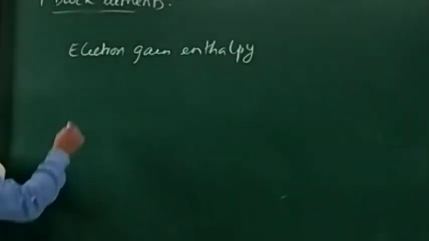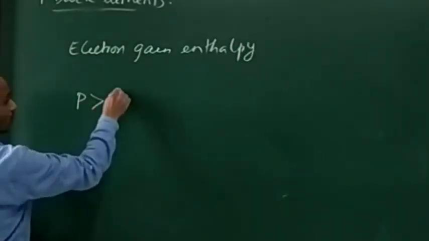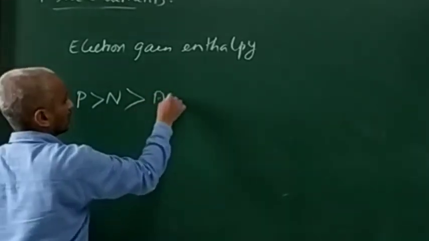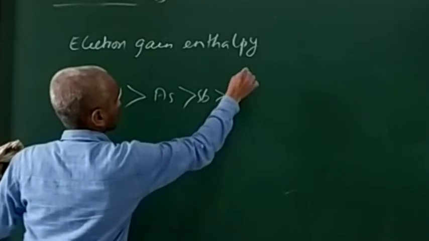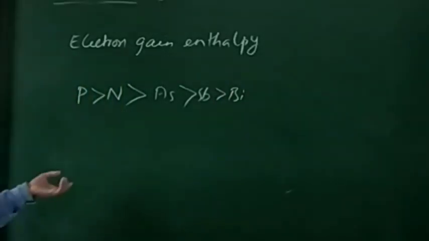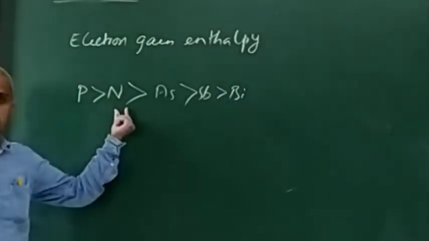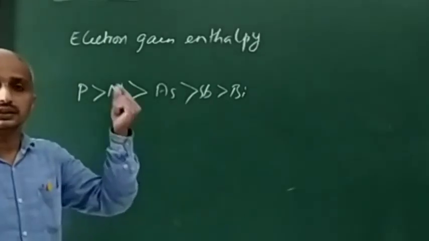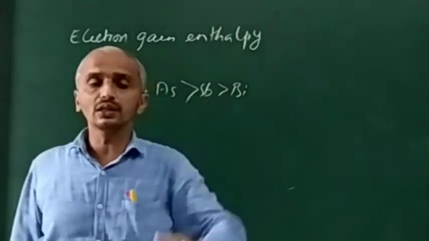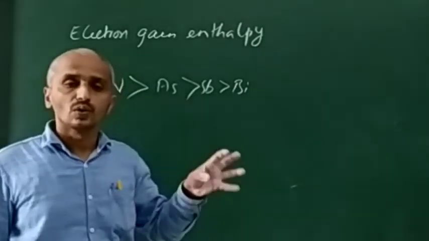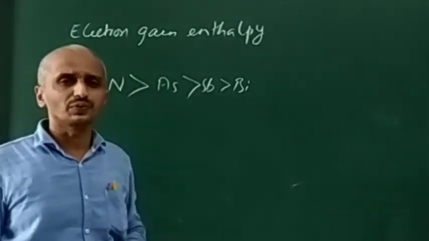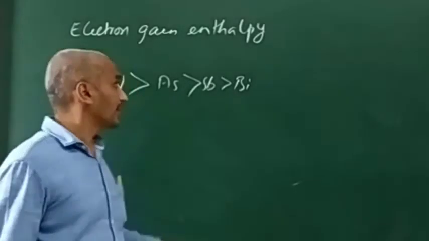Electron gain enthalpy: phosphorus is greater than nitrogen, and nitrogen is greater than arsenic, greater than antimony, greater than bismuth. Because second period elements have lesser electron gain enthalpy than third period elements because of what? Very small size of the second period element, an anomalous property.